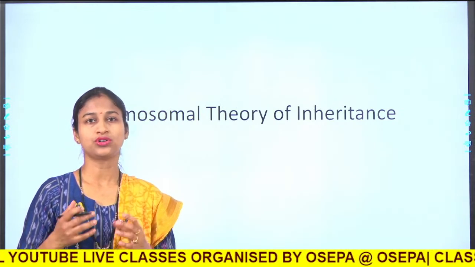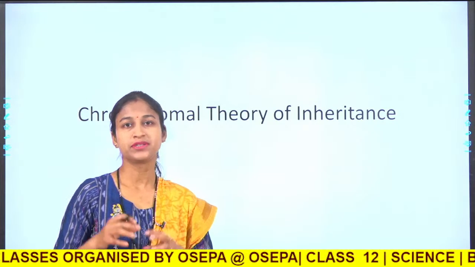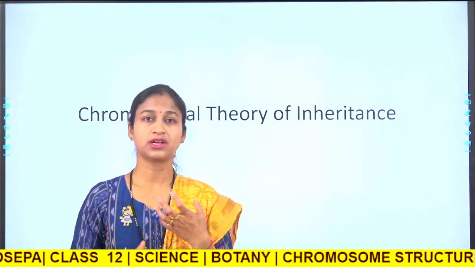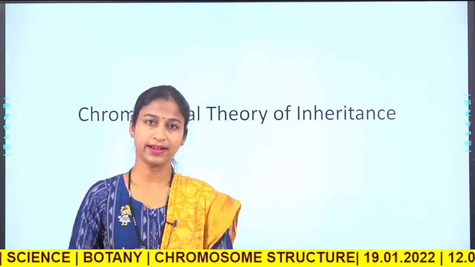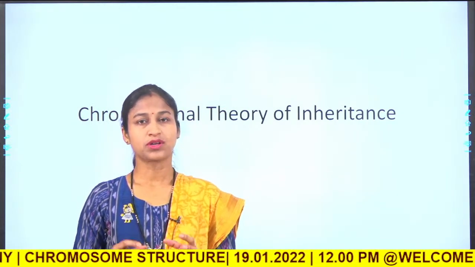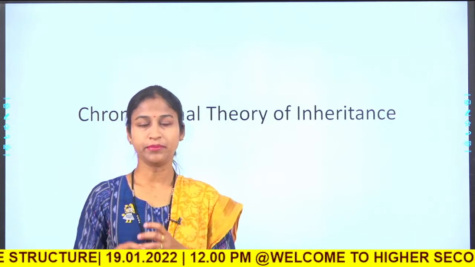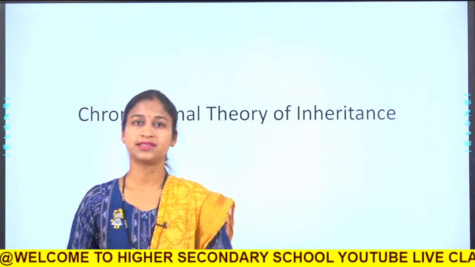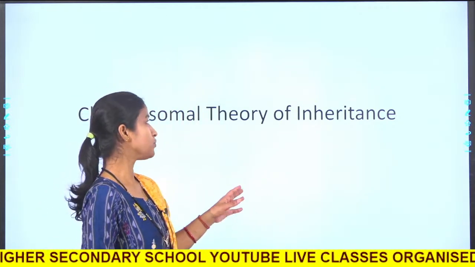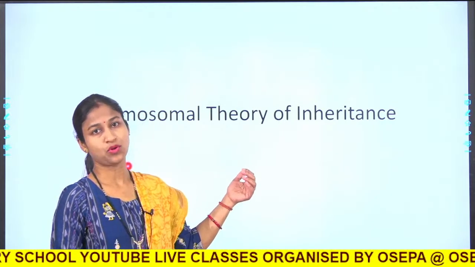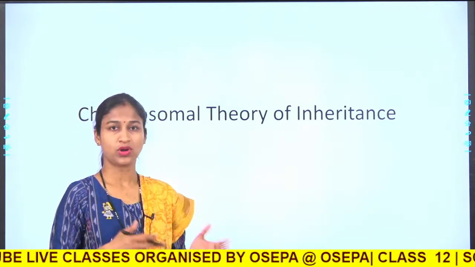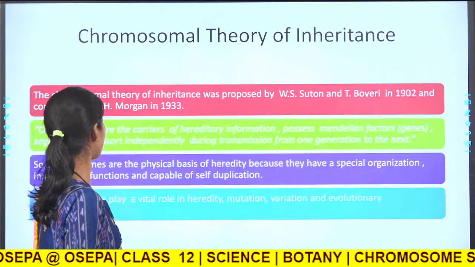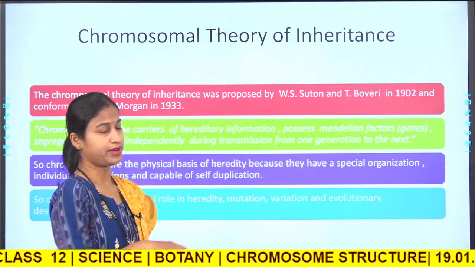Regarding the structure of chromosome, we already have discussed a bit that chromosome is a complex of protein and DNA molecule, and this forms the chromatin fiber which ultimately forms the chromosome. The chromosomal theory of inheritance is the physical basis of how chromosomes get inherited from one generation to another generation. So we have discussed this chromosomal theory of inheritance.